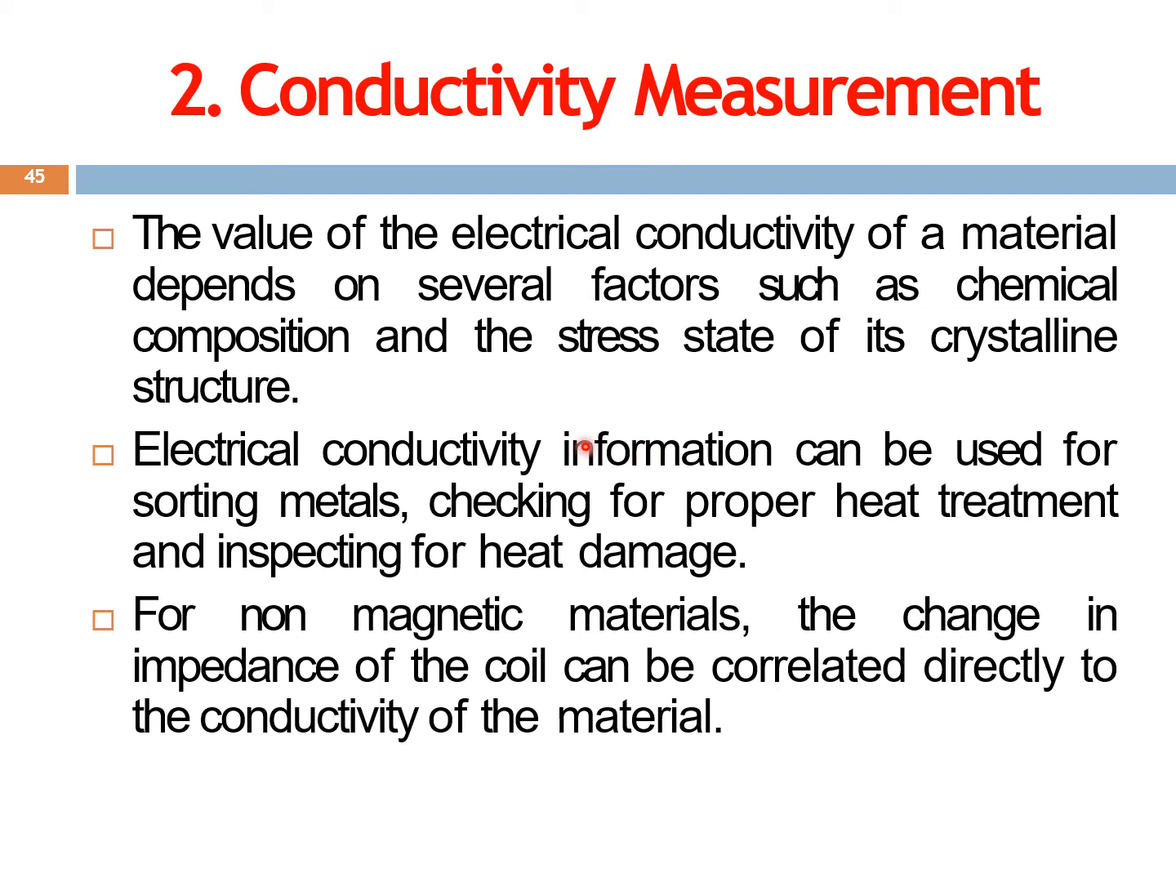We can also compare the conductivity of different materials. Here we are finding the electrical conductivity. The electrical conductivity of a material depends on several factors: its chemical composition and the stress state of its crystalline structure. To find this information, we find the change in impedance of the coil, and we have an experimental correlation that is currently beyond the topic we are discussing here. The conductivity of the material can be found using that correlation, which depends on the change in impedance of the coil. So by measuring the change in impedance, we can find the conductivity of the material. This is the second type.